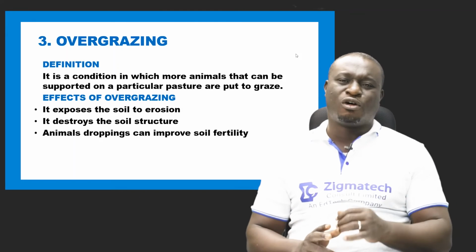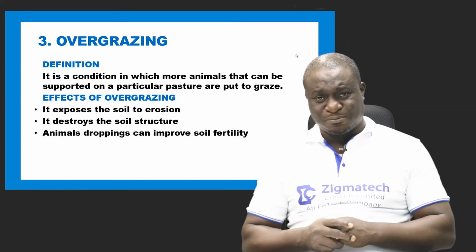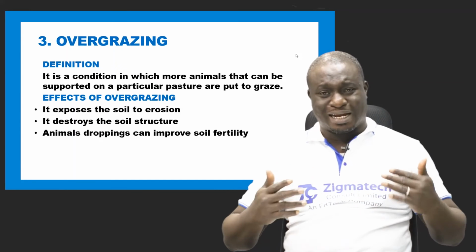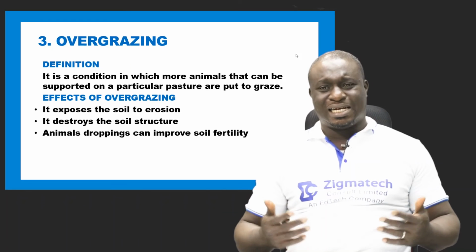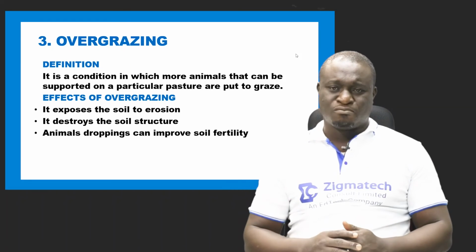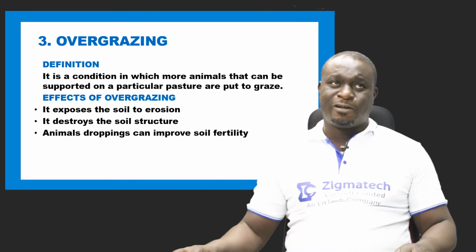But in the midst of this, there are also some advantages we can see. And number 3 effect is probably an advantage, in the sense that the animal droppings can help to improve soil fertility. Animal droppings can also help to improve soil fertility.